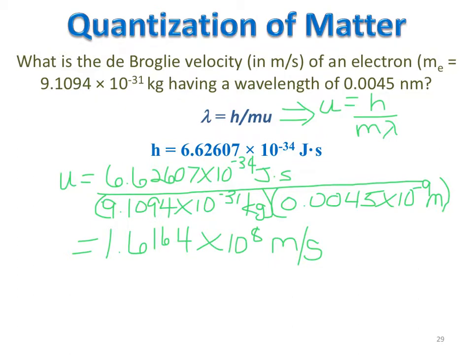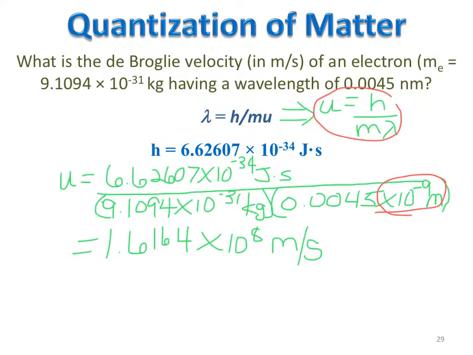Alternatively, we can calculate the de Broglie velocity in meters per second of an electron having a wavelength of 0.0045 nanometers. This calculation requires us to algebraically manipulate the original equation showing speed equals Planck's constant divided by mass and wavelength. The wavelength has to be converted from nanometers to meters by using 10 to the negative ninth nanometers per meter.